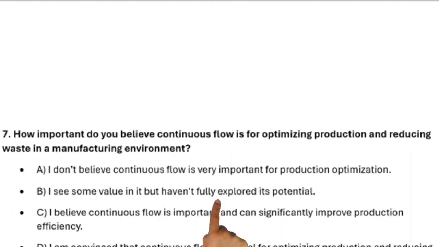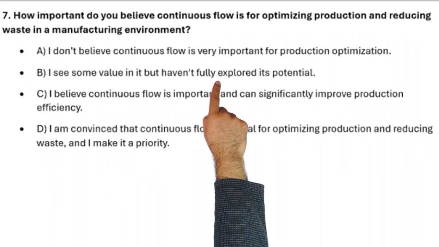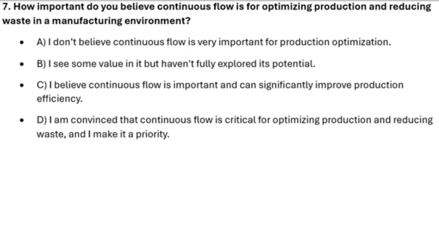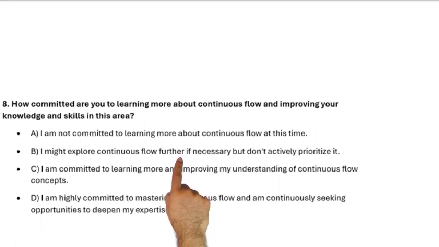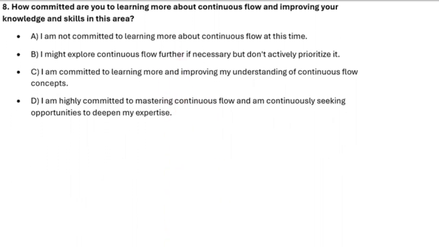7. How important do you believe continuous flow is for optimizing production and reducing waste in a manufacturing environment? A. I don't believe continuous flow is very important for production optimization. B. I see some value in it but haven't fully explored its potential. C. I believe continuous flow is important and can significantly improve production efficiency. D. I am convinced that continuous flow is critical for optimizing production and reducing waste, and I make it a priority.